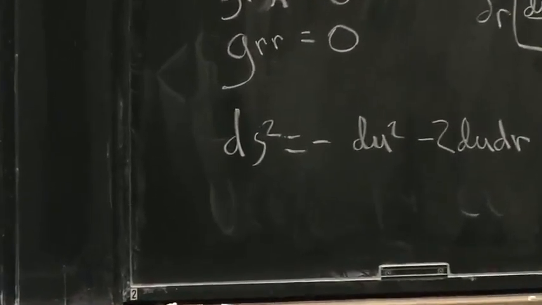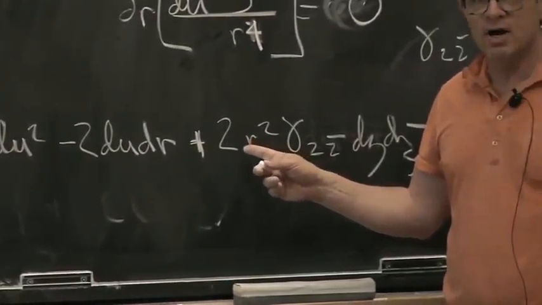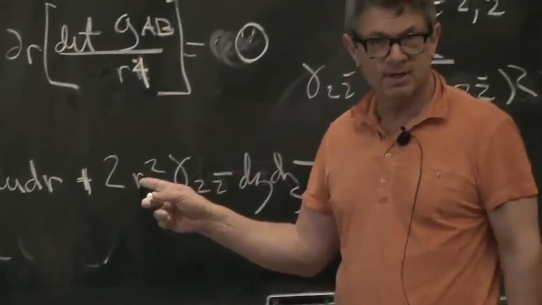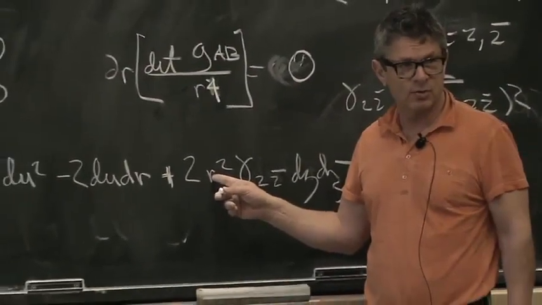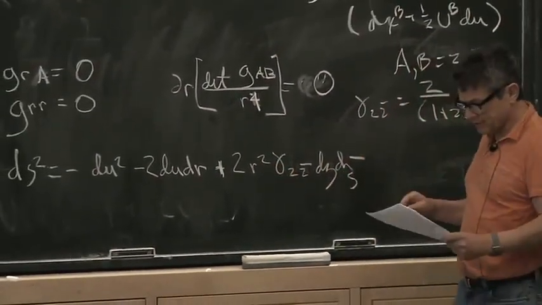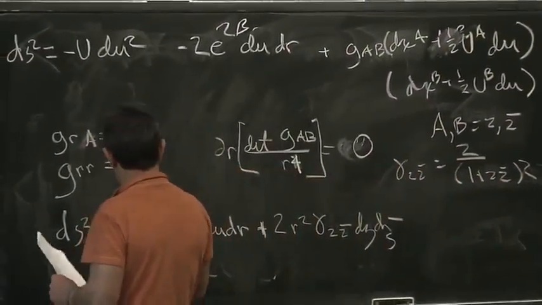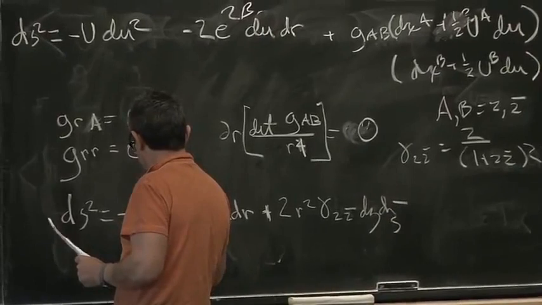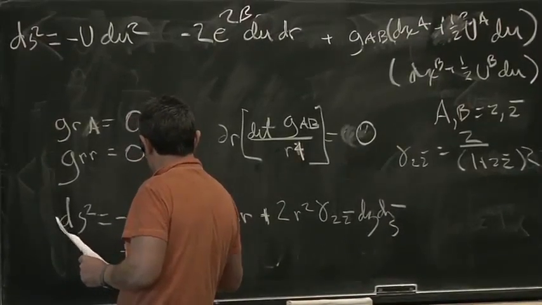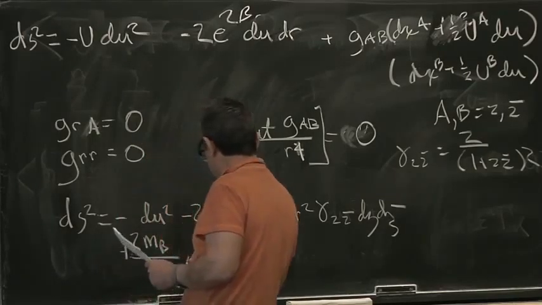Now the corrections aren't necessarily going to be all of order 1 over r, because the leading term here is already of order r squared. So what do the corrections look like? Well, there's a correction to this coefficient, which is proportional to the so-called Bondi mass aspect, 2 m_B over r du squared.